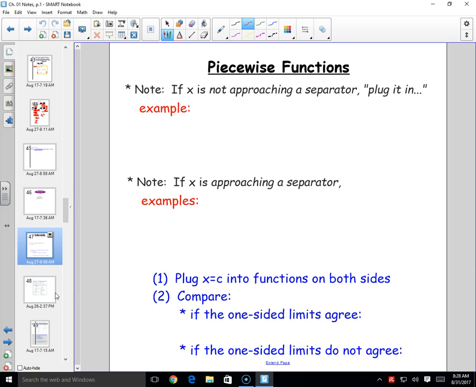Okay. The piecewise functions, the very final thing from section 1.3. It's kind of 1.2 and 1.3. Let me give you an example of a piecewise function.